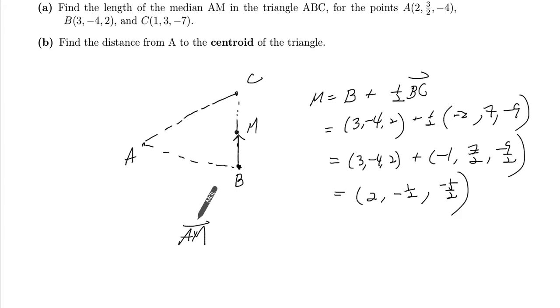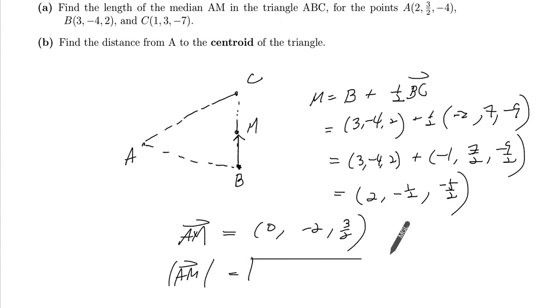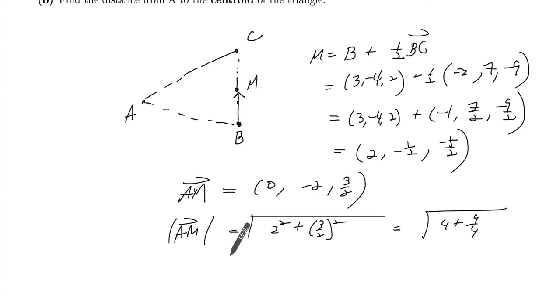Or, yeah, AM. Which is going to be 2 minus 2. -1/2 subtract, so that's -2 exactly. This subtract 4, that's add 4. So I think you get 3 over 2. The magnitude is what we want. So we get 2 squared plus 3 over 2 squared. So you get 4 plus 9 over 4.